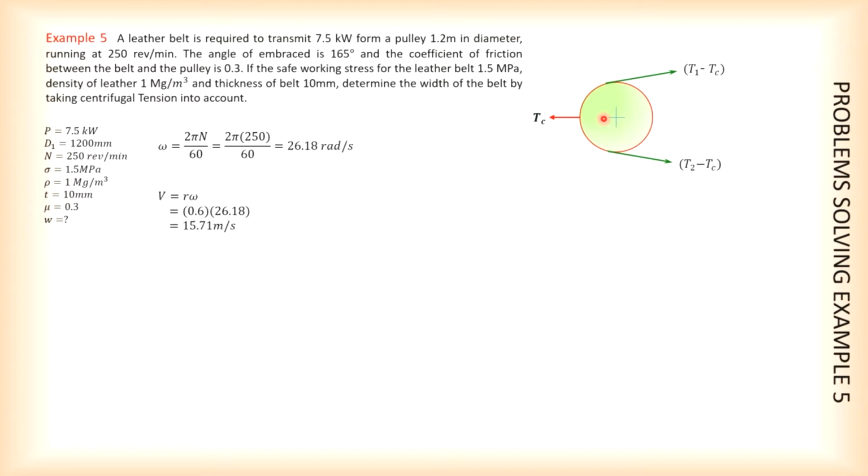But in this question there's only one pulley given. So r is the radius, where the diameter given is 1200 millimeters. Convert this to meters, 1.2 divided by 2, so it is 0.6. The omega we got is 26.18 radians per second. So the tangential velocity, or the velocity of the belt, is 15.71 meters per second.